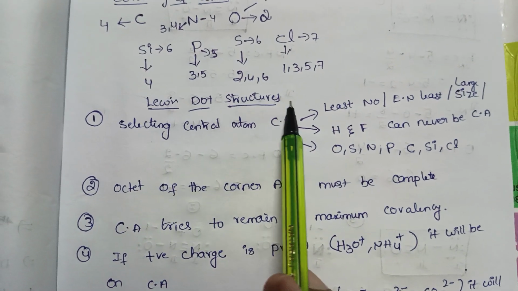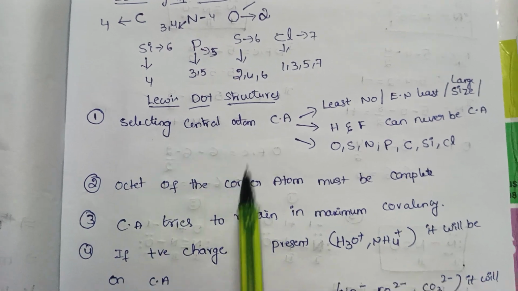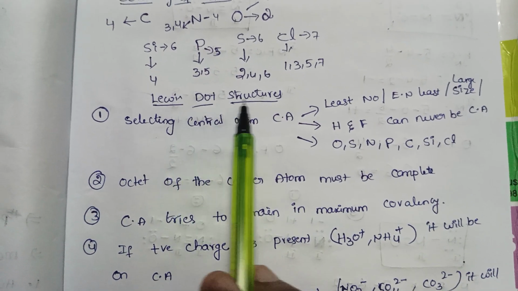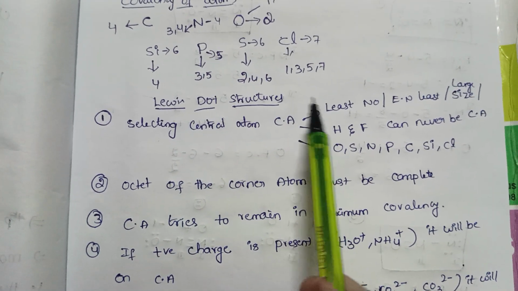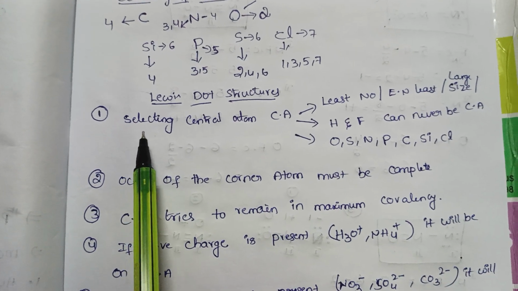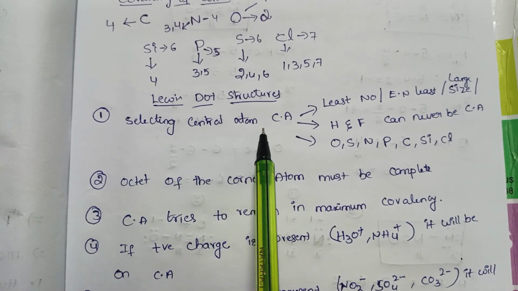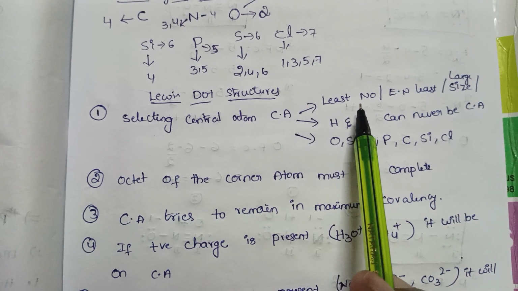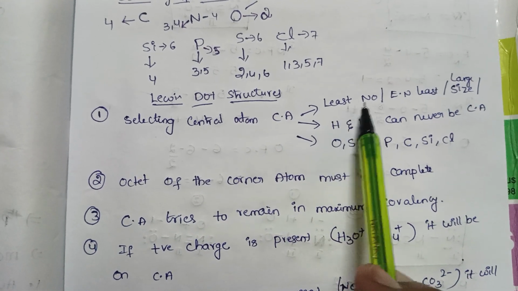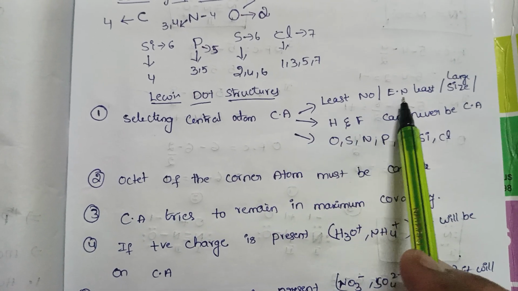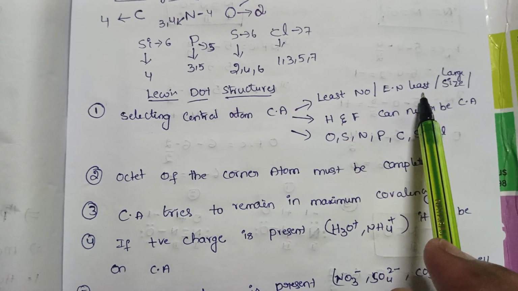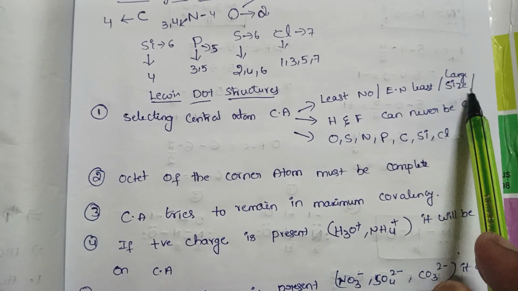Next, Lewis dot structure. These are the rules to write Lewis dot structures of any molecule. First rule is selecting the central atom. For the central atom, electronegativity is least, and size is large.